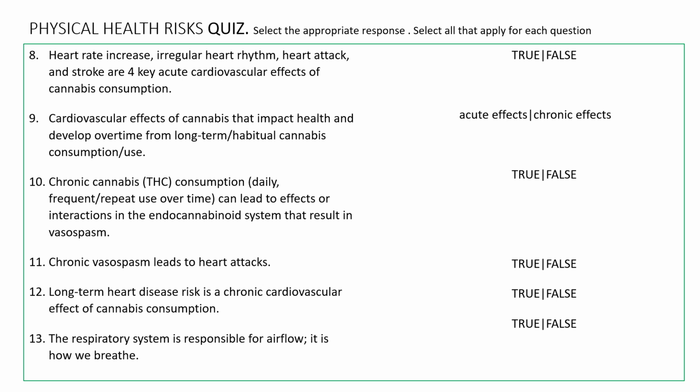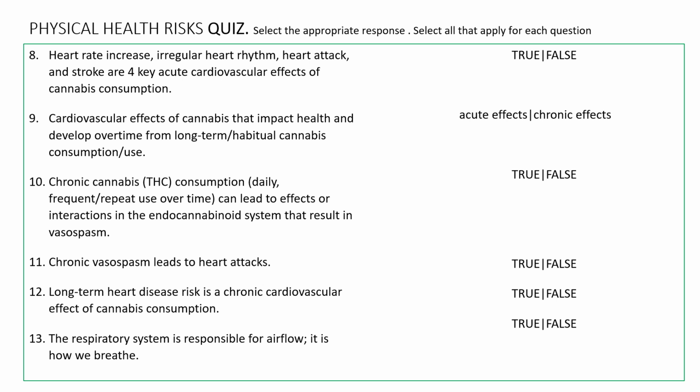I'll give you a few seconds to review questions 8 through 13. Number 8. Heart rate increase, irregular heart rate rhythm, heart attack, and stroke are 4 key acute cardiovascular effects of cannabis consumption. True or false? True. Number 9. Cardiovascular effects of cannabis that impact health and develop over time from long-term habitual cannabis consumption.